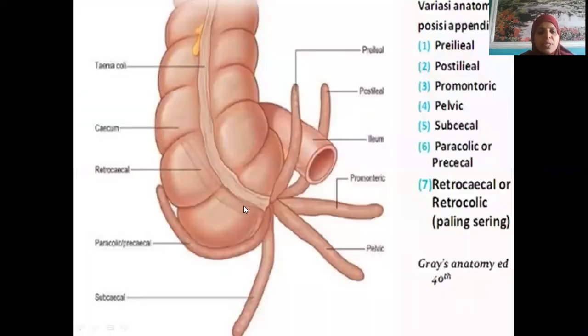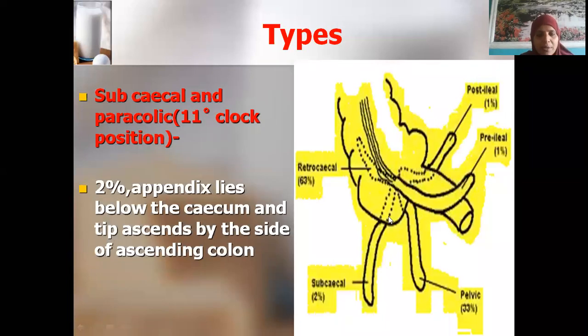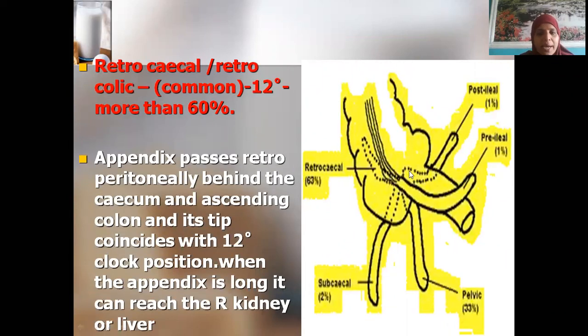Pre-ileal, post-ileal. Now coming to subcecal, just below the cecum. So 11 o'clock position. So 2% of appendices lie below the cecum and the tip ascends by the side of the ascending colon. That means the tip will be moving like this. Retro. Retro means what? Behind the cecum, behind the peritoneum. The tip may also move up to the 12 o'clock position on the hour hand of the clock. That's the reason we call it the 12 o'clock position.